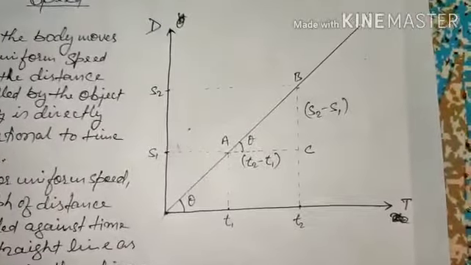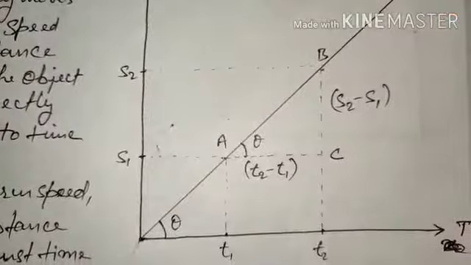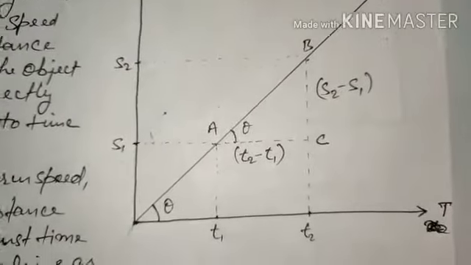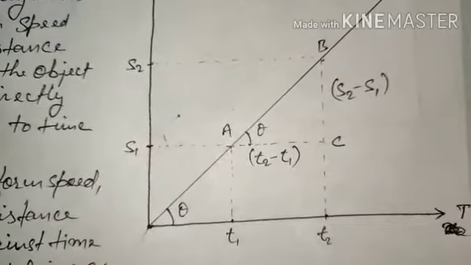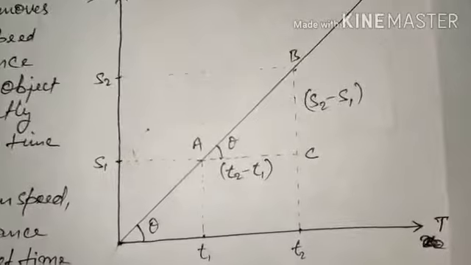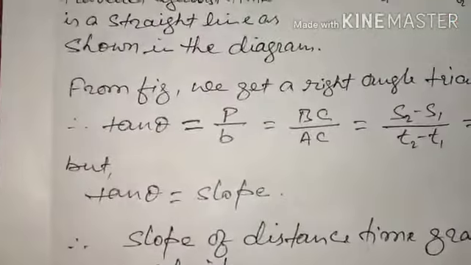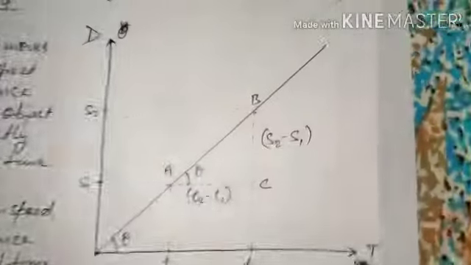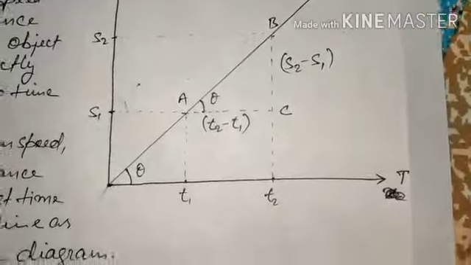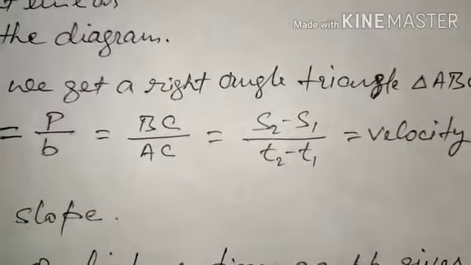If you still don't get it, don't panic or get confused about how I am calculating tan theta. Please keep one thing in mind: in a right angle triangle, the ratio of perpendicular to base is equal to tan theta. That's it. So tan theta is equal to P by B, which is BC by AC. Here, the values of BC and AC are S2 minus S1 and T2 minus T1. I have substituted the values: S2 minus S1 divided by T2 minus T1.